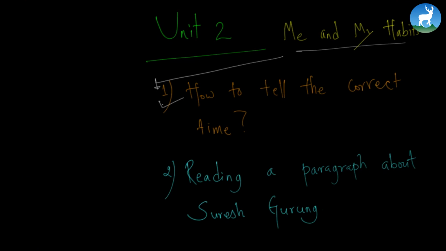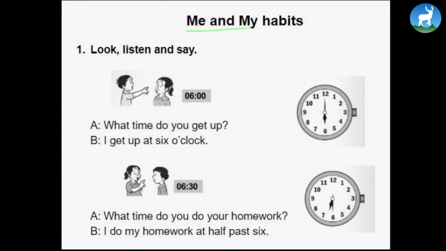The first one is learning how to tell the correct time. In this section, I shall teach you how to look at a wall clock or any clock or watch and tell the correct time. And we'll also go and read a paragraph about Suresh Gurung and try to solve the comprehension questions that are given at the end of the book. I mean, at the end of the chapter, right? So let's begin. Okay, Me and My Habits, that's the unit's name.